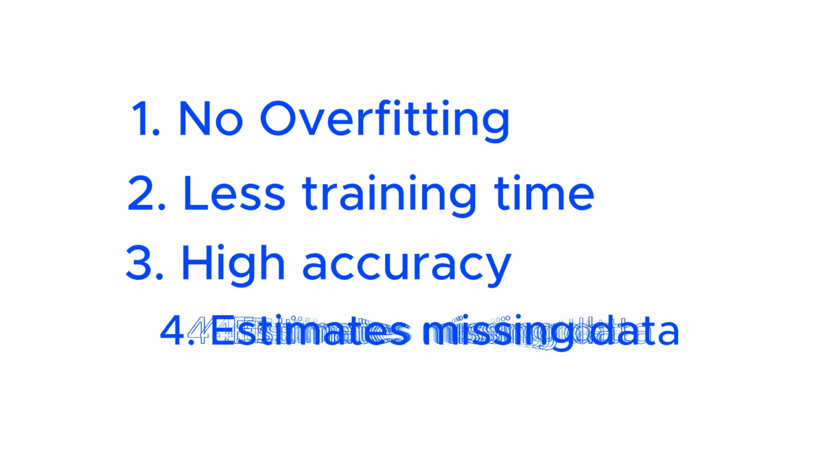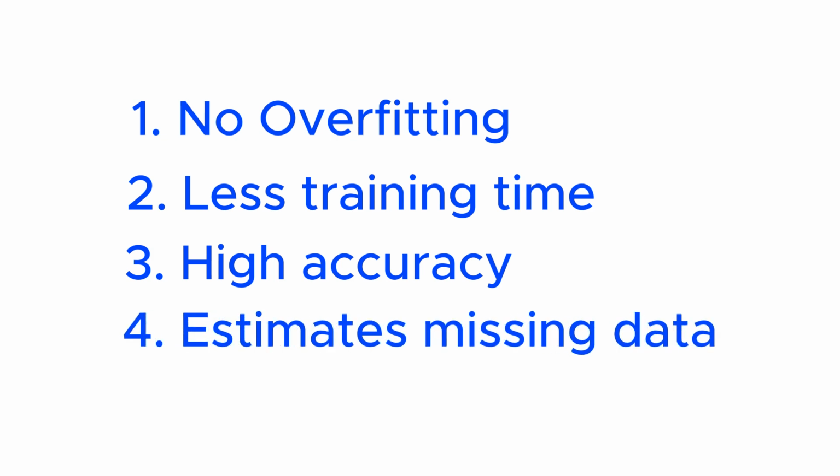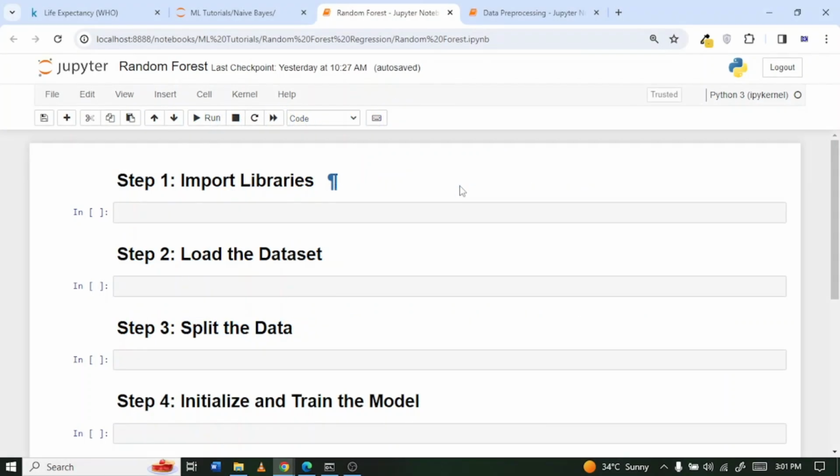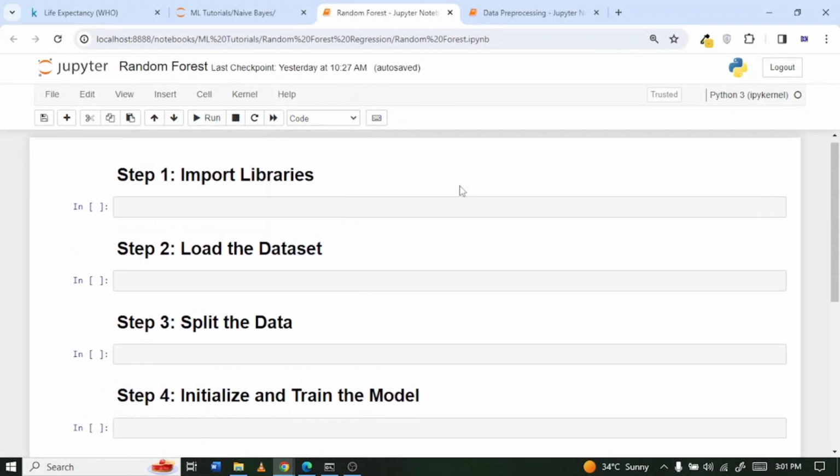And the last but not the least is it estimates missing data. So when you're working with a data set that has a lot of missing data, I would recommend random forest for you because it has the ability to estimate missing data and maintain accuracy as well. So let me quickly go back again. No overfitting, it has less training time, it has high accuracy, and it performs well in a data set with high missing values. So with that being said, let's start with the implementation.